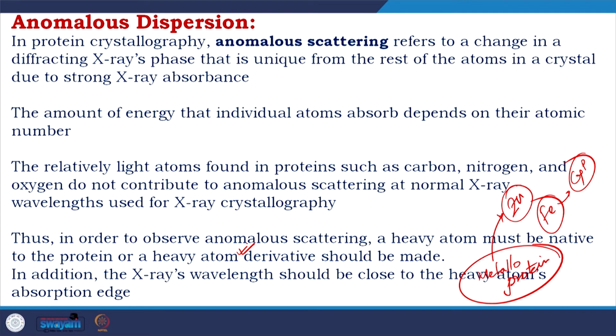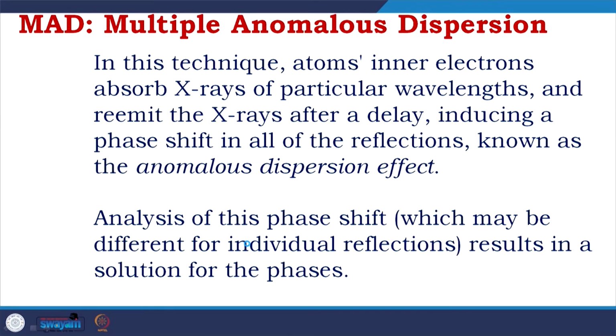In addition, the X-ray wavelength should be close to the heavy atom's absorption edge. So, you have to choose the heavy atom according to that. MAD is called multiple anomalous dispersion. In this technique, atoms' inner electrons absorb X-rays of particular wavelengths and remit the X-rays after a delay, inducing a phase shift in all of the reflections, known as the anomalous dispersion effect. Analysis of this phase shift, which may be different for individual reflections, results in a solution for the phase.